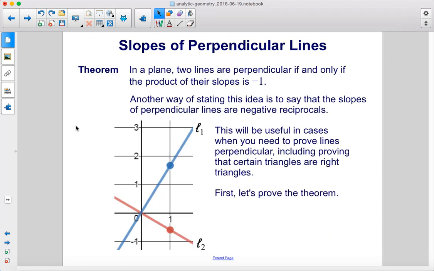Another way of stating this idea is to say that the slopes of perpendicular lines are negative reciprocals. This will be useful in cases when you need to prove lines perpendicular, including proving that certain triangles are right triangles. First, let's prove the theorem.